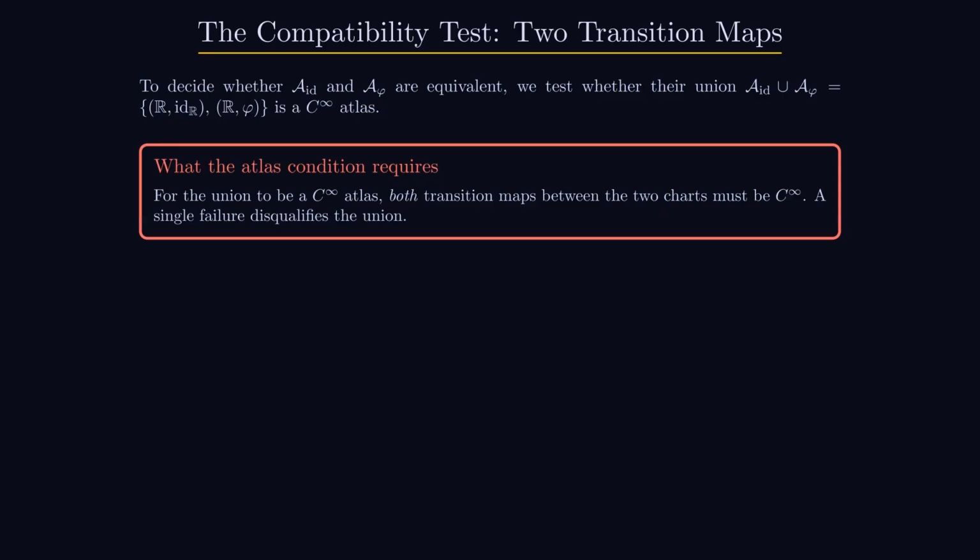The first transition map is tau 1 from the identity chart to the phi chart. It equals phi composed with the identity inverse, which is just phi. So tau 1 sends s to s cubed. The second transition map is tau 2 from the phi chart back to the identity chart. It equals the identity composed with phi inverse, which is phi inverse. So tau 2 sends t to t to the 1/3.